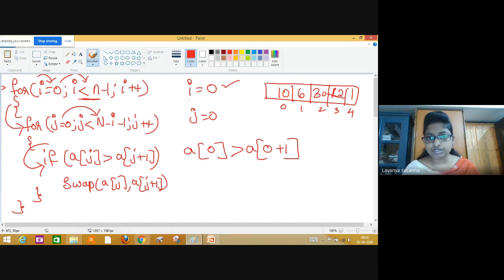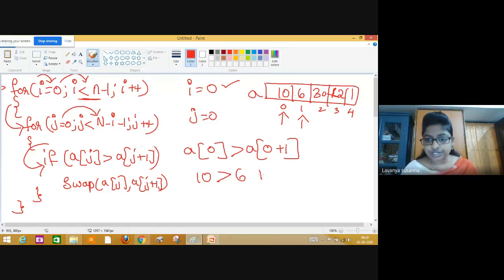See here what is happening. I equal to 0, the 0th iteration. In the 0th iteration, j equal to 0. A of 0 greater than A of 0 plus 1. A of 0 means the 0th index element, which is 10. You have to access it this way: the array name is A, and to access element 10, you write A of 0. 10 is greater than A of 0 plus 1, which is A of 1, element 6. 10 is greater than 6. True or false?